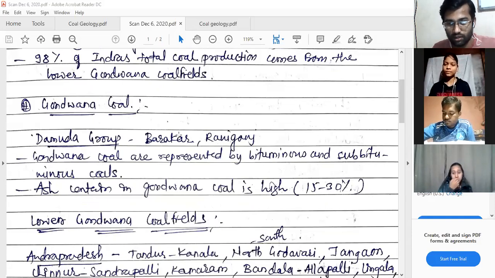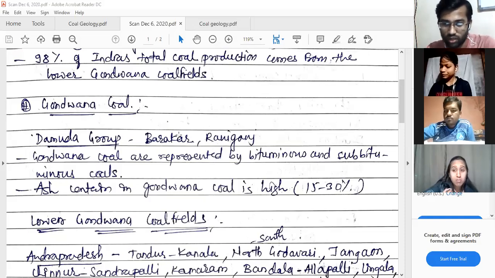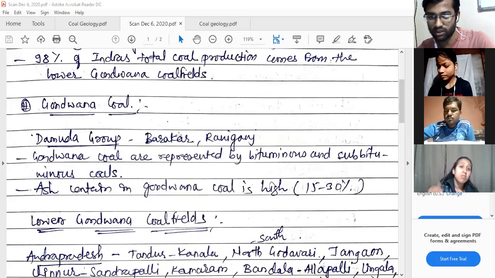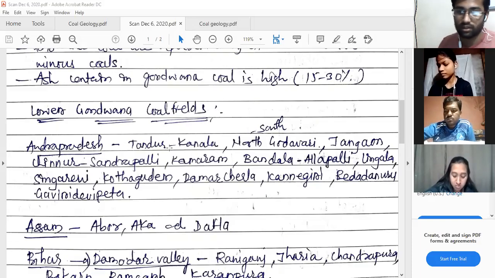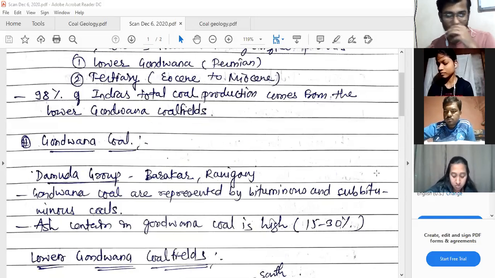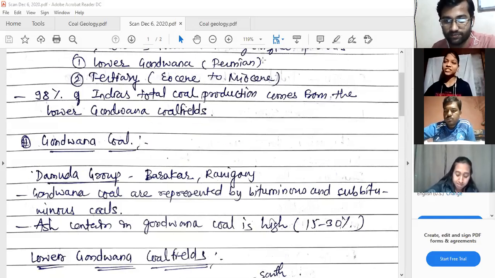If possible, try to remember at least the famous coal mines like Jharia, Bokaro, Raniganj, Singrauli, Kothagudem, Wardha Valley coalfields, Kamti, Kanhan, Pench, etc. Clear?